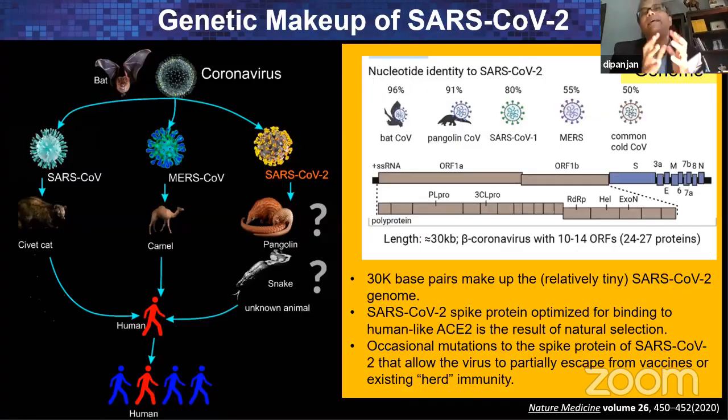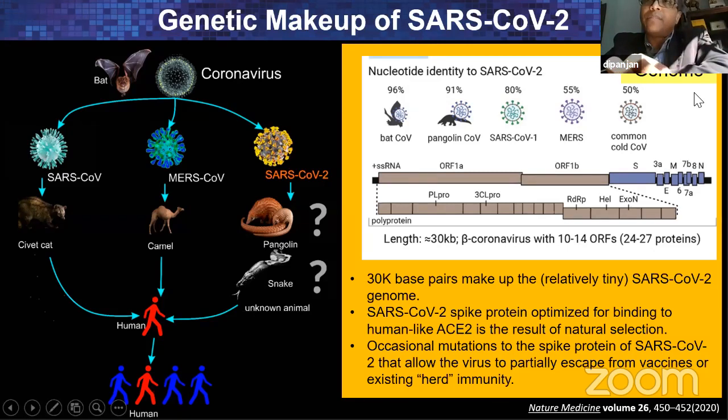To give you a little bit of understanding of the COVID-19 genetic profile: the identity of COVID-19 is very similar to bat CoV, the virus that comes from bats, almost 95%. For pangolin, it's 91%, and you've probably been hearing about bat and pangolin sources in the newspaper. SARS-CoV-1, the SARS virus that we know, has a similarity of about 80% with COVID-19, whereas the MERS virus has only 55% similarity with this virus.